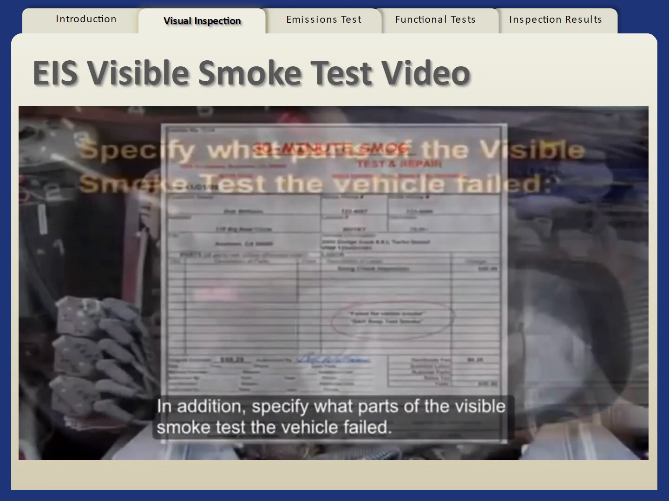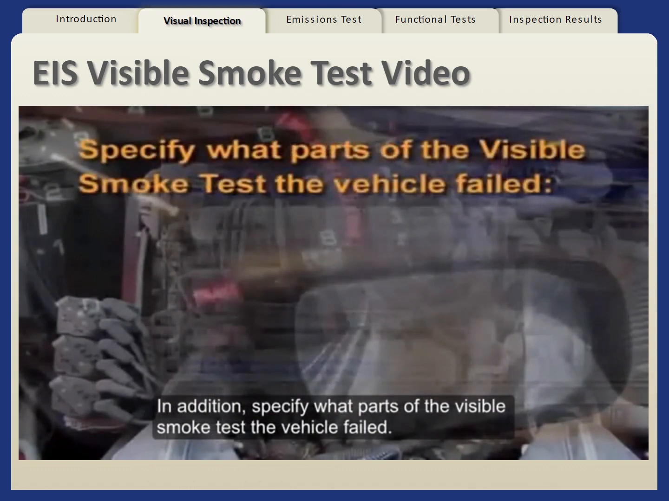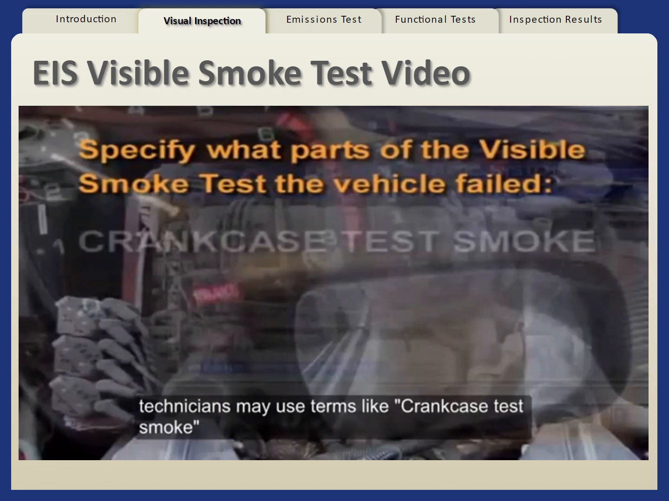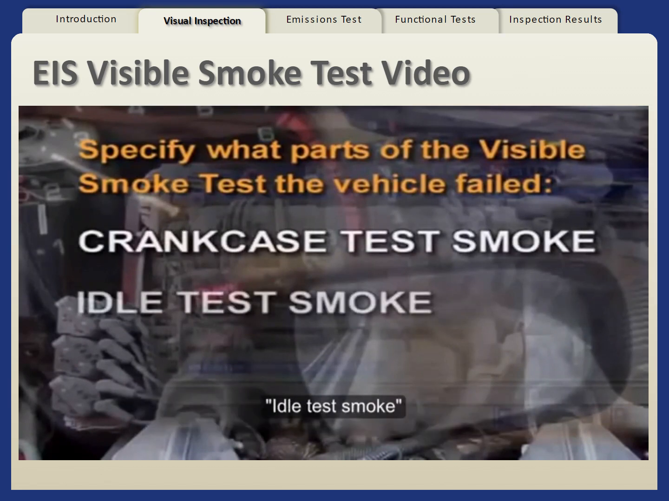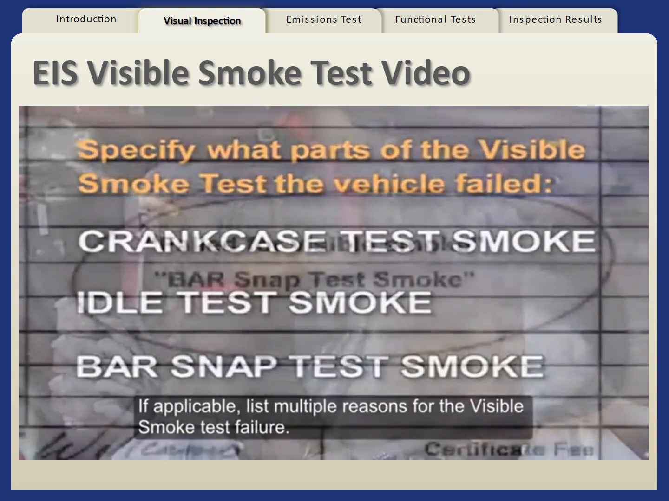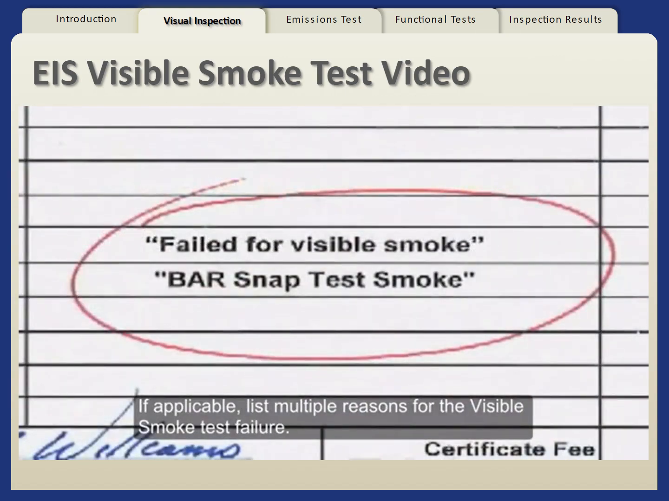In addition, specify what parts of the visible smoke test the vehicle failed. For example, technicians may use terms like crankcase test smoke, idle test smoke, or bar snap test smoke. If applicable, list multiple reasons for the visible smoke test failure.